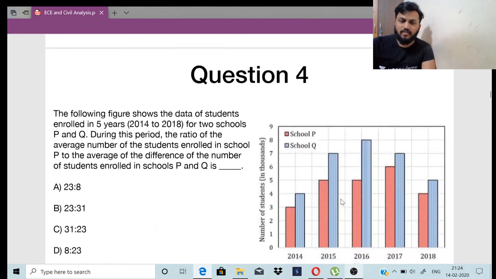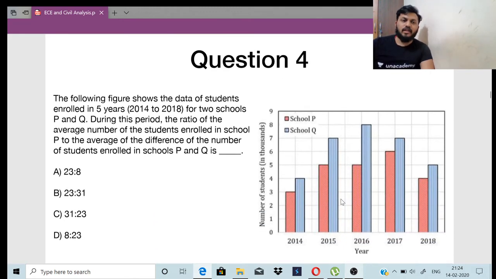Assume x is greater than 1. Okay. Now question number 4. The following figure shows the data of students enrolled in 5 years, that is 2014 to 2018, for two schools P and Q. During this period, the ratio of the number of students enrolled in school P to the average of the difference of the number of students enrolled in schools P and Q is dash.